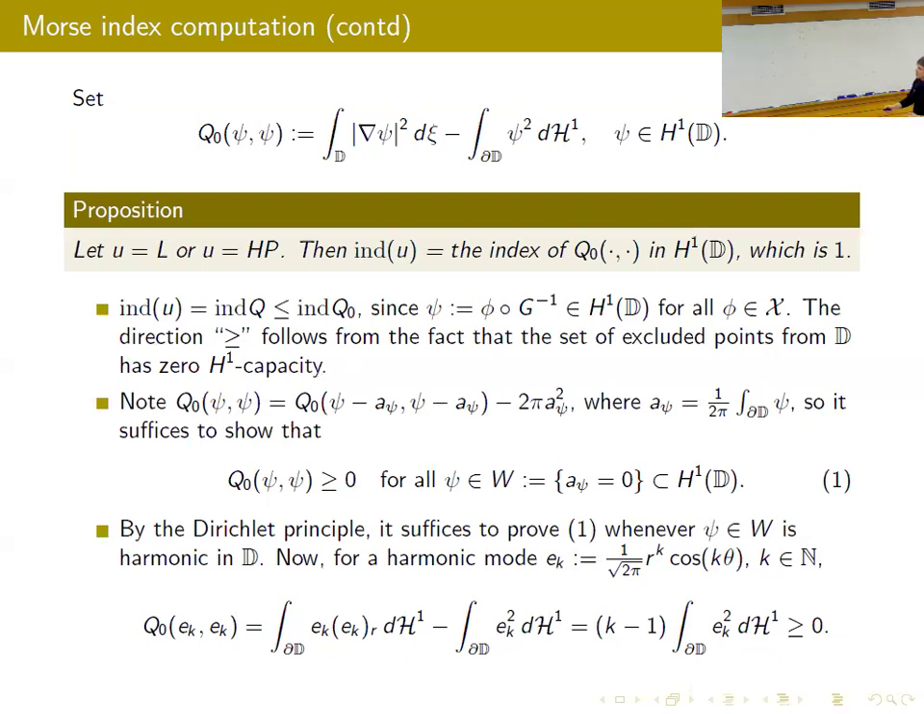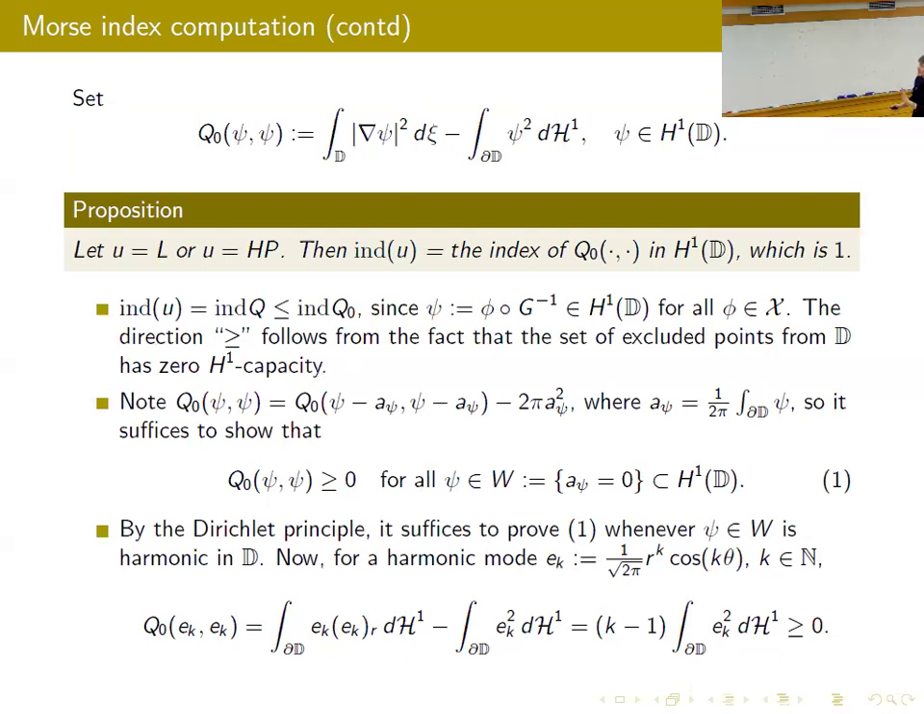So H1 is a little bit bigger than the space of original test functions, but it's not that much bigger, because these points, the ones that you excise, have zero H1 Sobolev capacity, so they do not affect anything at all when you want to do some excisions around the singular points. Okay. So then you just have to compute the index of Q0 in H1.